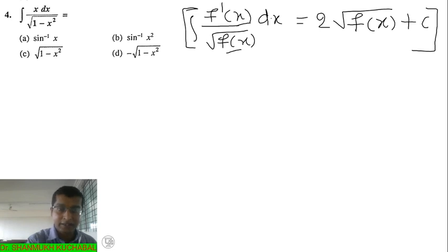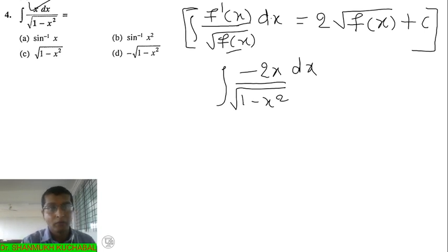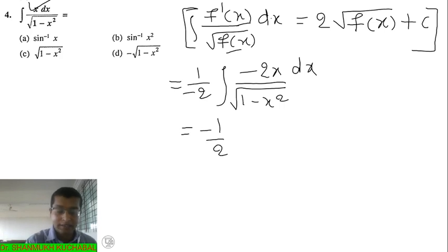So we can see here the integration of root of 1 minus x square dx. Differentiation of 1 minus x square: the differentiation of 1 is 0, minus the differentiation of x square, which is 2x. But here we can see that there is only x, so we have to balance it. Minus 2 is extra multiplied, so we divide by minus 2. Further, minus 1 by 2 as it is.